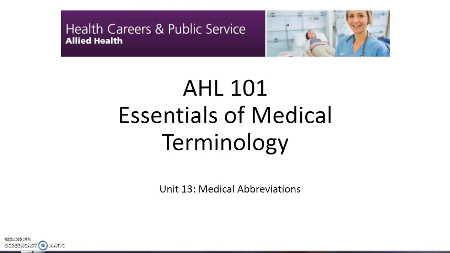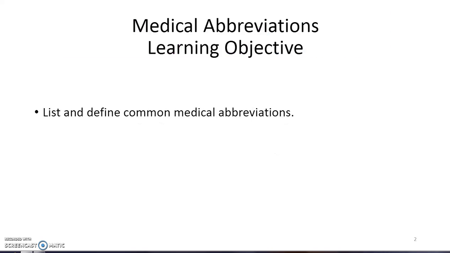In Unit 13, we will discuss medical abbreviations, acronyms, and mnemonics. The Joint Commission's Do Not Use list is also introduced. The appendix of your textbook contains a list of medical abbreviations and acronyms along with their meanings. The learning objective for Unit 13 is to list and define common medical abbreviations.